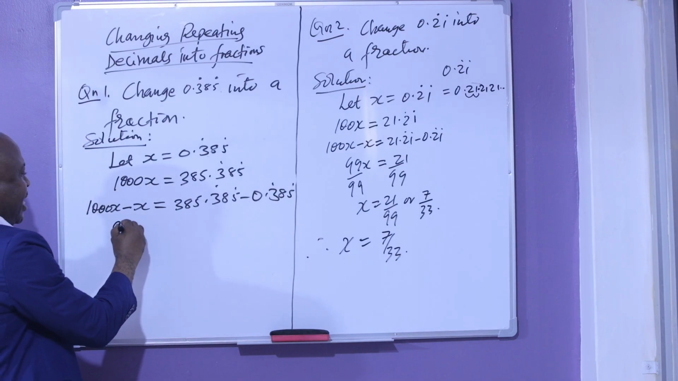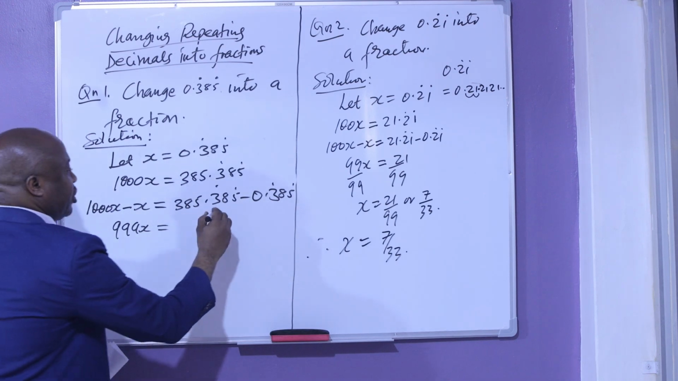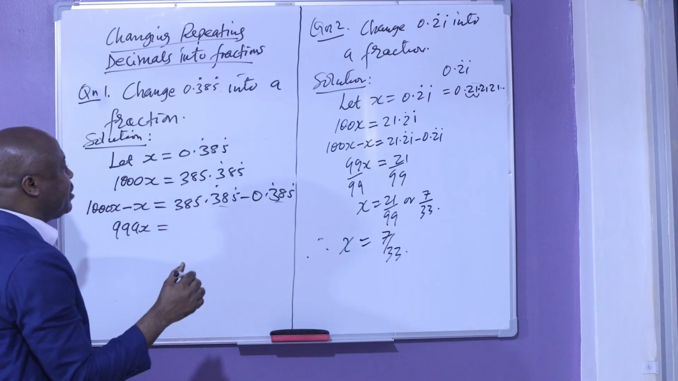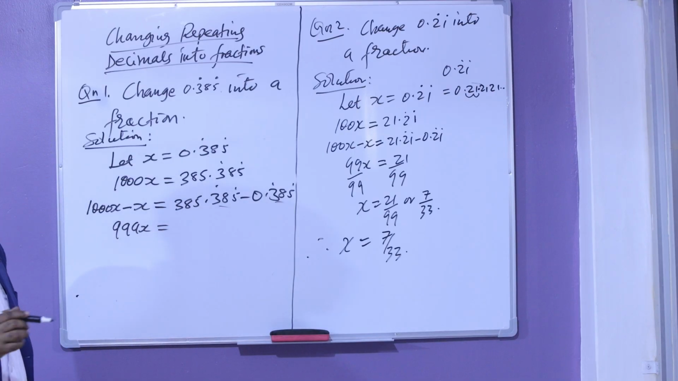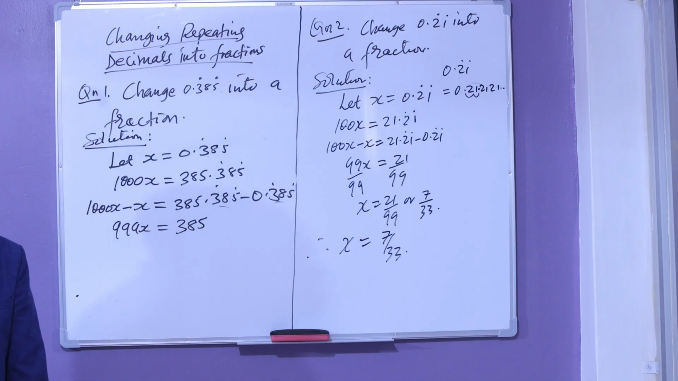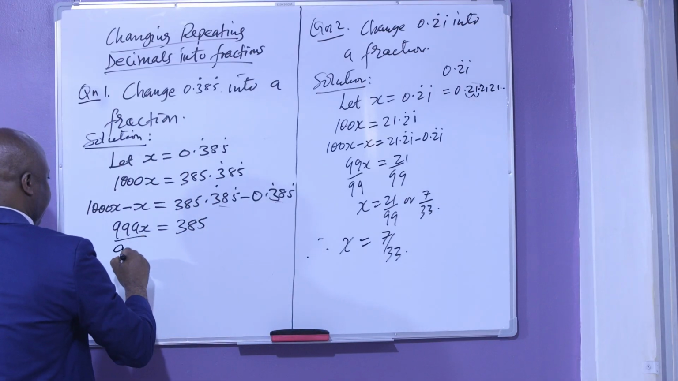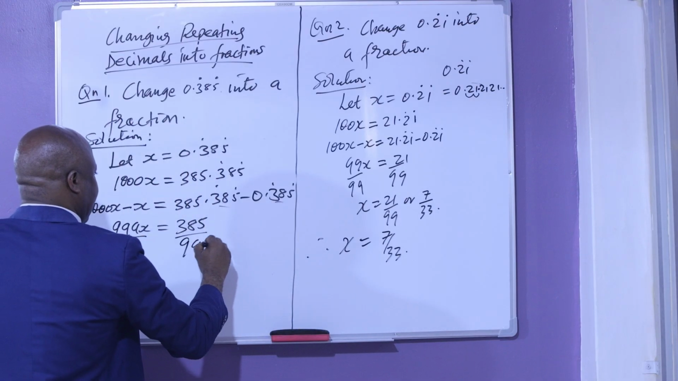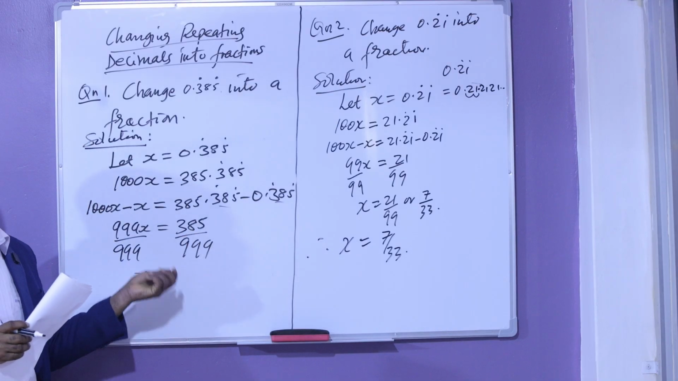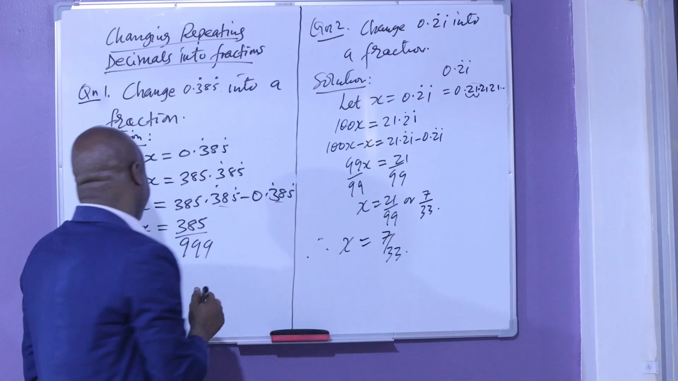This will be 999x equals, now 385 is repeating on this side and the other side, and therefore they cancel, because 385.385 minus 0.385 is 385. Now, because our aim is to get the value of x, we divide by 999 on both sides, and so we get our x. Now we look, do we have any value that can be a factor of both, so that we may simplify this?